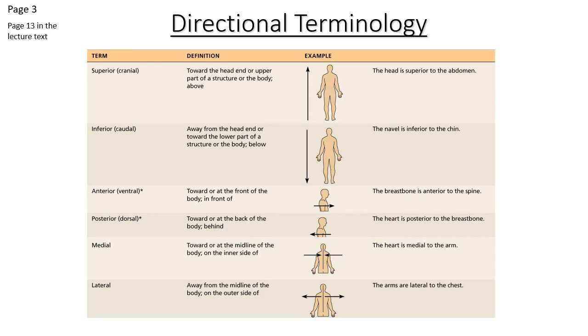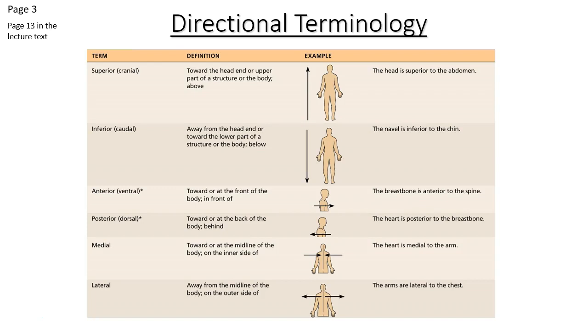And then we're going to talk about anterior, which is towards or at the front of the body, in front of. So the breastbone is anterior to the spine. Your mouth is anterior to your spine. Your nose is anterior to your spine. For posterior, it's towards the back of the body, behind. So your heart is posterior to the breastbone. Your spine is posterior to your heart, to your liver, stuff like that.